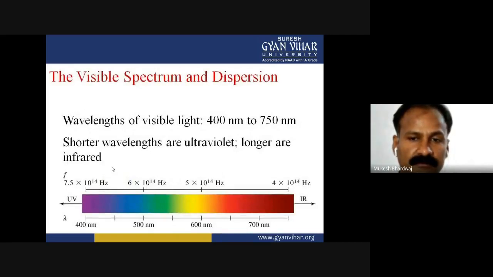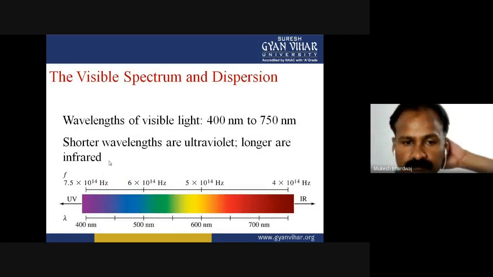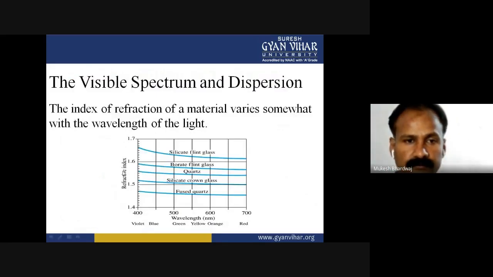So I had already discussed with you the visible spectrum. The index of refraction of a material varies somewhat with the wavelength of light. Now we are going to start with interference in thin films.